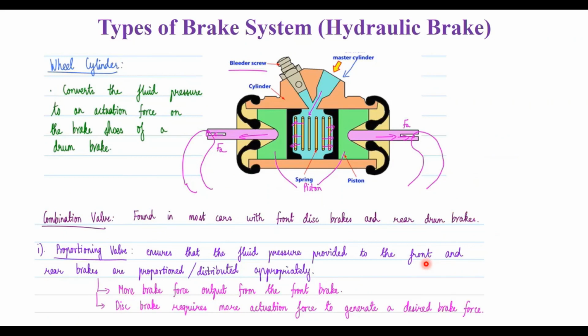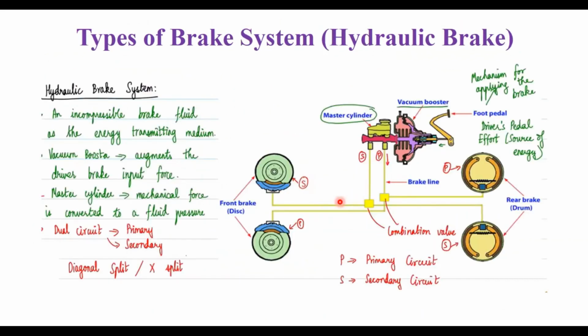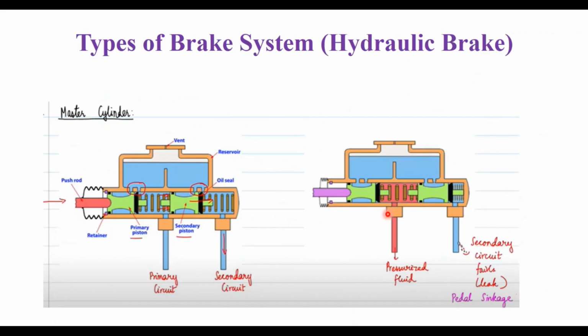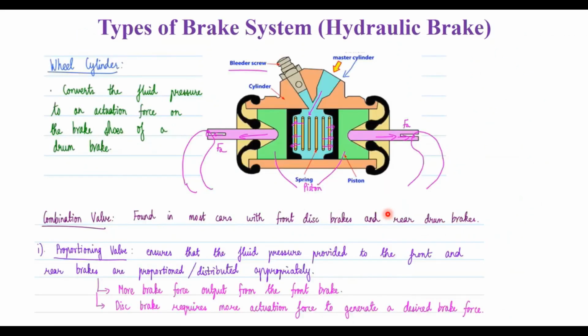You have a wheel cylinder, which is shaped like this. You have the master cylinder here, and the function of the wheel cylinder is to convert the fluid pressure into an actuation force on the brake shoe of the brake drum. You also have the combination valve, which we mentioned, and this is found in most cars with front disc brakes and rear drum brakes. You also have the proportioning valve, which ensures that the fluid pressure provided to the front and rear brakes is proportioned, distributed equally and appropriately.